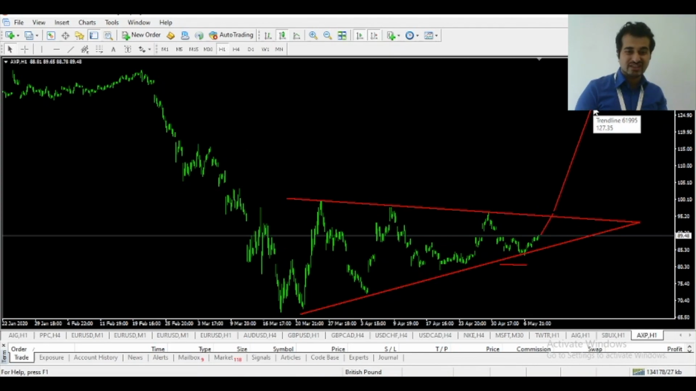Some of the top 5 stocks and some of the major currency pairs that you can plan ahead and take your position in advance.